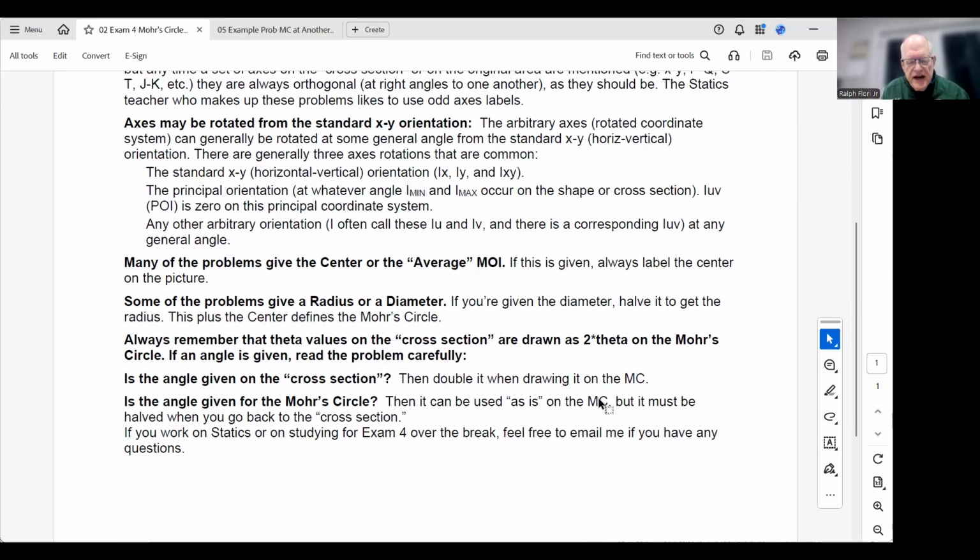And in the next video, we're going to work a number of examples of these simple style problems, again, to get your brain working in this way.